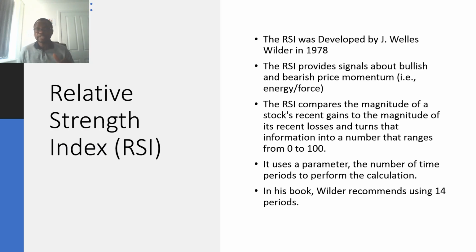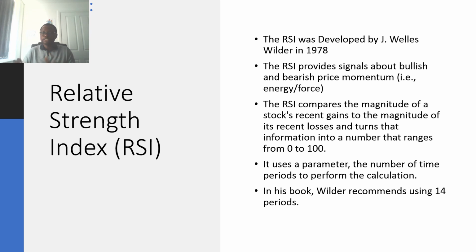The RSI was developed by J. Wilder in 1978. It provides signals about bullish and bearish price momentum. That's the force within a price change. The RSI compares the magnitude of recent gains to the magnitude of recent losses, and it turns that information into a number that ranges between 0 and 100.